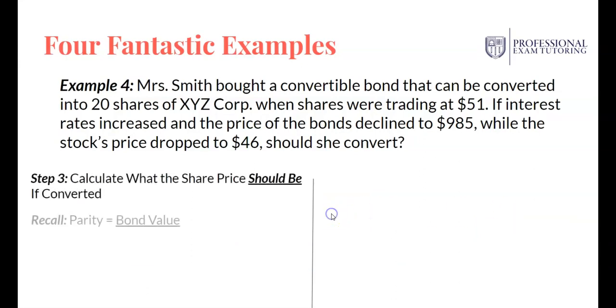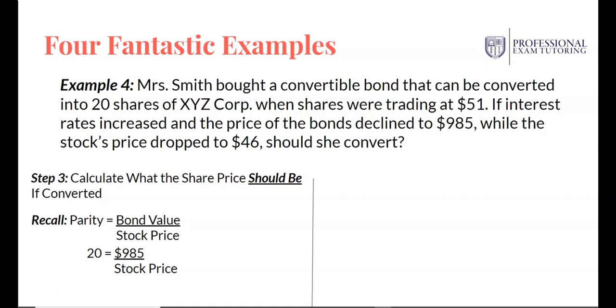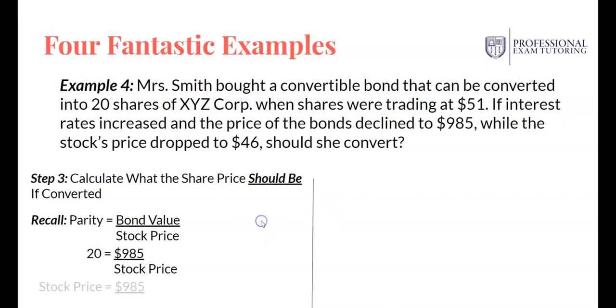So in the next step, we're going to want to take a look at calculating what the share price should be if it gets converted. So we're going to go back to our same old formula, bond value divided by stock price. And we see that when we take the bond value of 985 divided by the stock price, which is an unknown at this moment because it's what we're trying to figure out, and we equate that to the conversion ratio, which is 20, we're going to come up with a new equation because we need to rearrange as we have done in the previous examples.